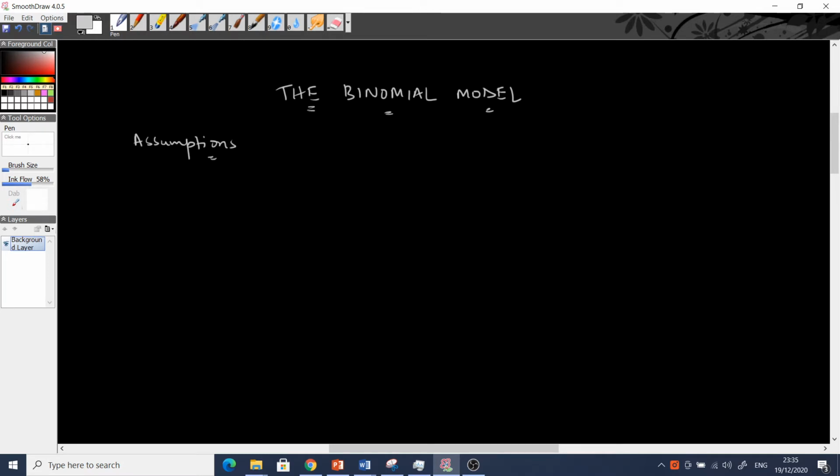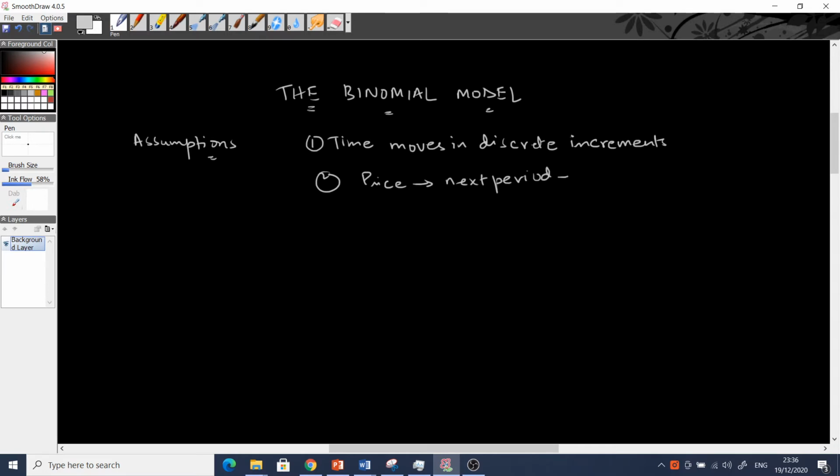First, time moves in discrete increments. This is very essential, right? Not continuous. So, in discrete increments, and second is that price can move in the next period, will move to one of two new prices.